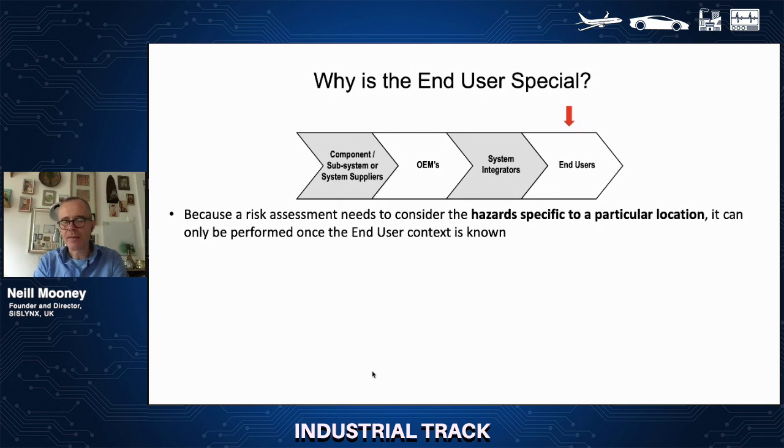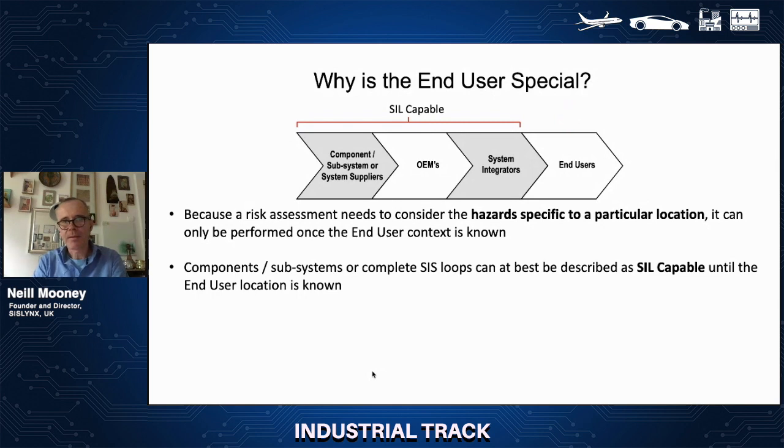So this is all about the end user location, and you just do not have the information to do these kinds of risk assessments until you have a deployed physical location for the SIS. This is why we talk about the first three parts of the supply chain being at best still capable.